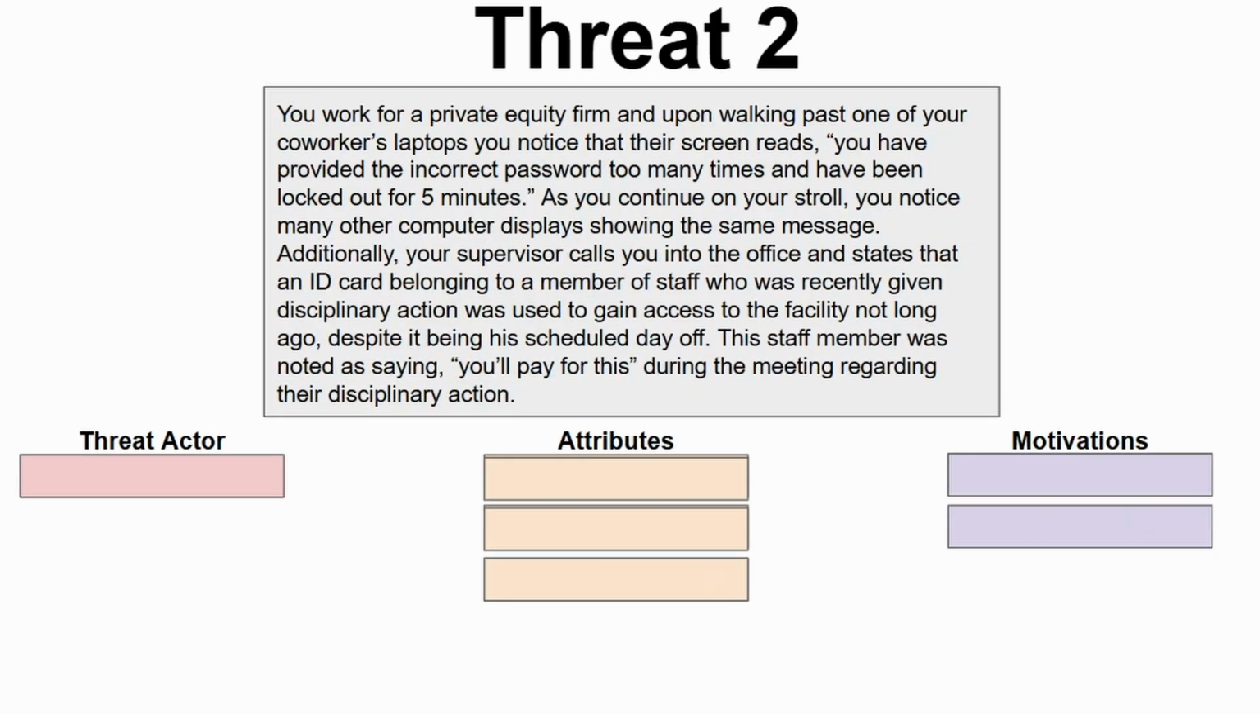Let's go ahead and move on to threat number 2, which reads, you work for a private equity firm, and upon walking past one of your coworkers' laptops, you notice that their screen reads, you have provided the incorrect password too many times and have been locked out for 5 minutes. As you continue on your stroll, you notice many other computers displaying the same message. Additionally, your supervisor calls you into the office and states that an ID card belonging to a member of staff who was recently given disciplinary action was used to gain access to the facility not long ago. Despite it being his scheduled day off, the staff member was noted as saying, you'll pay for this during the meeting regarding their disciplinary action.